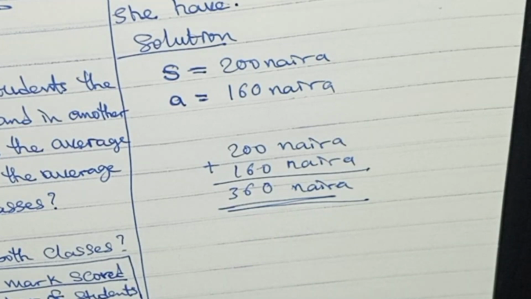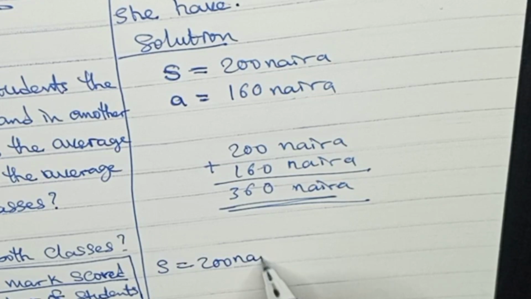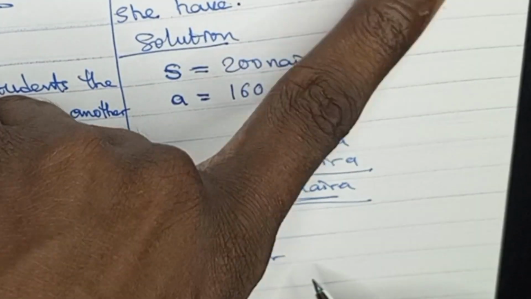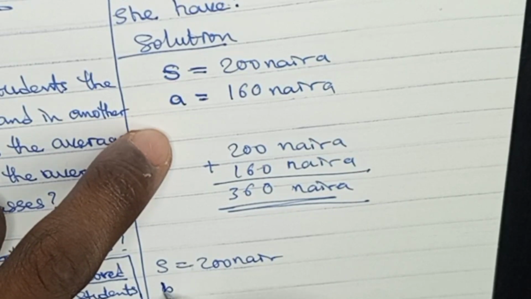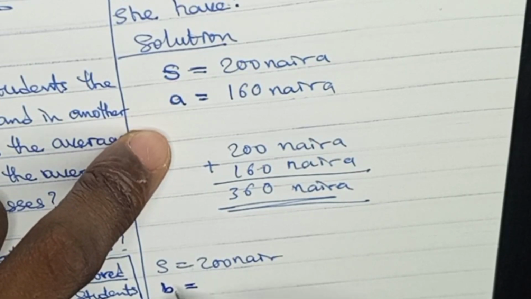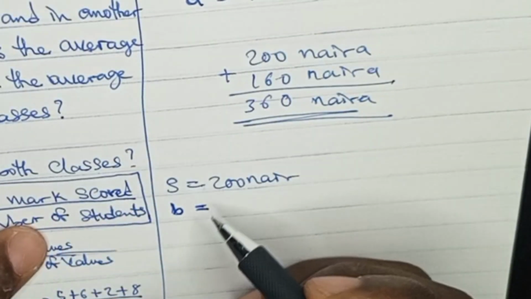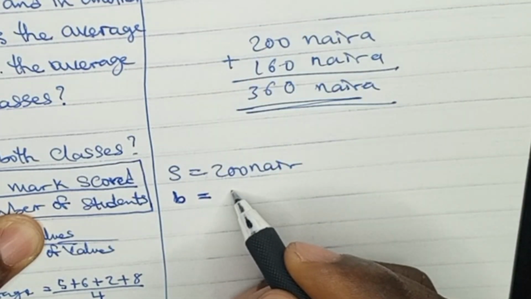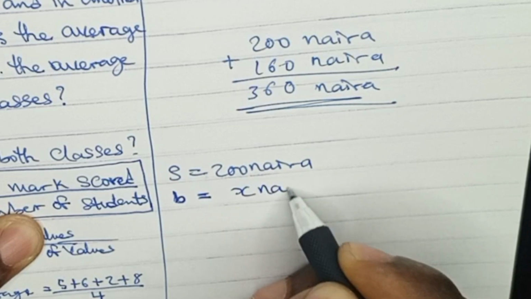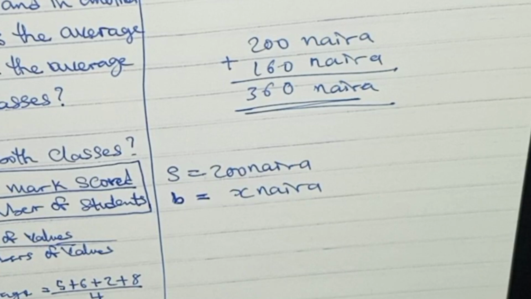Now we go to the second part of the question. Again, she has 200 naira. The second part says what if someone gives her X naira. The first person was A, so let's use B to represent the second person, Mr. or Mrs. B. This person is giving her X naira. Now the question is, how much will she have? So we add up again.